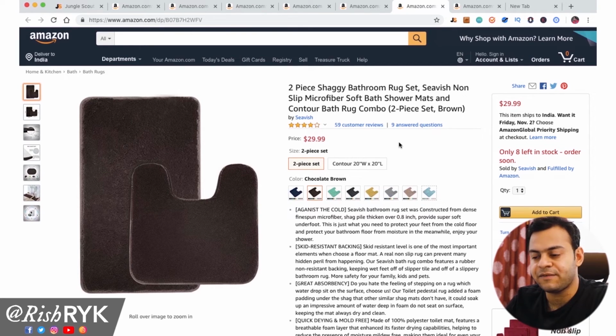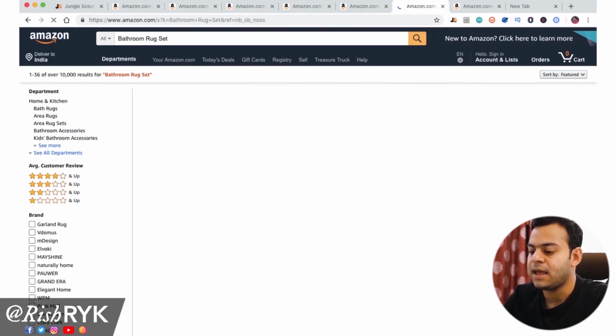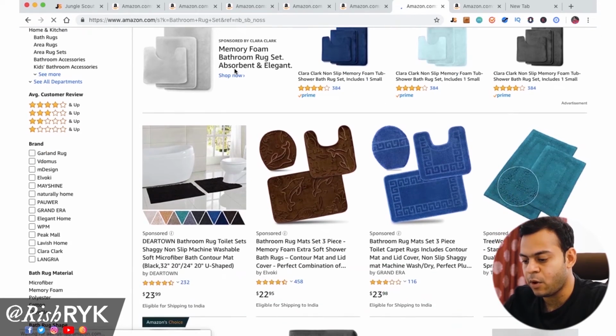But it's not very difficult to figure out what the broadest keyword is. I think it is bathroom rug set, because that's what they're trying to sell, and that seems to be the only sensible keyword for us to search this product with. So I'm just going to go to the search bar again and copy and paste bathroom rug set, because that seems like the most apt broad keyword for this. Let's hit search and see what pops up.